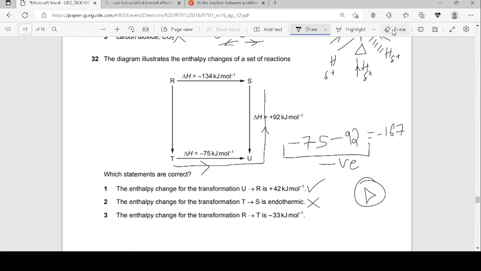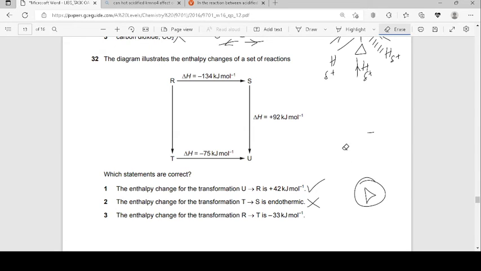But if you look at the last option, let's just, for the sake of it, just do it. The potential transformation R to T is minus 32. R to T means I'll go in this route one time. So R to S, S to U, and U to T.